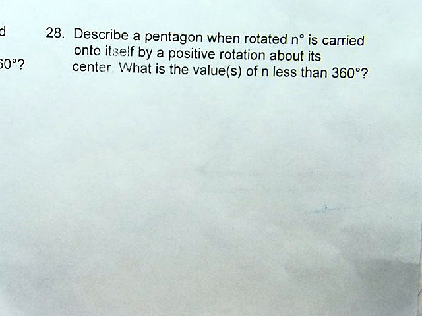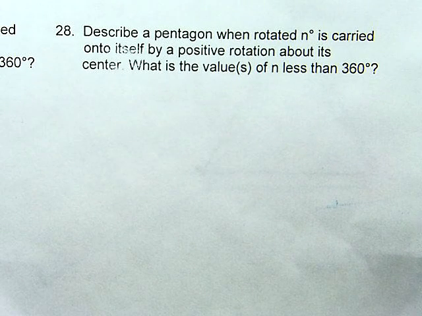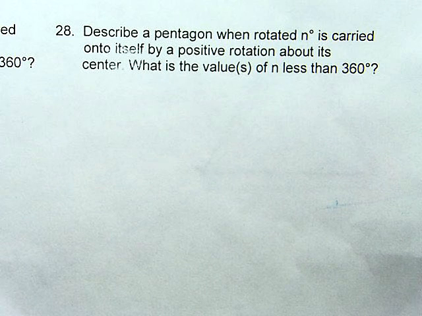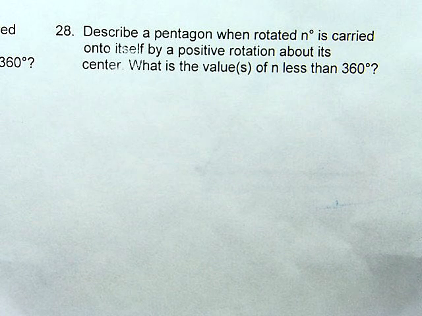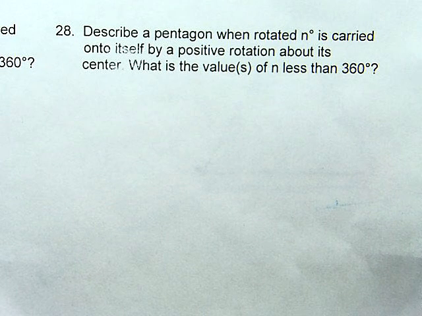Problem 28 asks us to describe a pentagon when rotated n degrees is carried onto itself by a positive rotation about its center. What is the value or values of n less than 360 degrees? Well, after we finished solving the last problem and we came up with an equilateral triangle, I'm hoping that we have a clearer idea now of what we need to do. We need to find a regular pentagon.